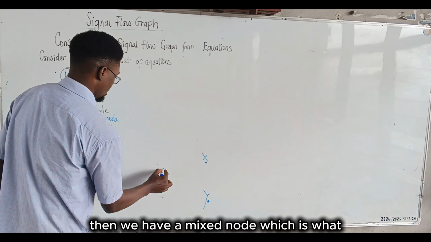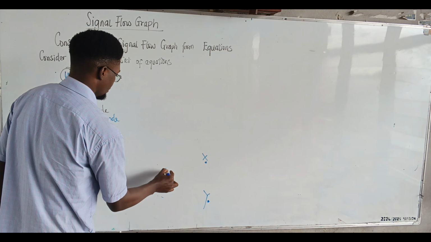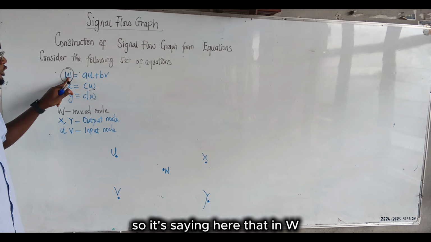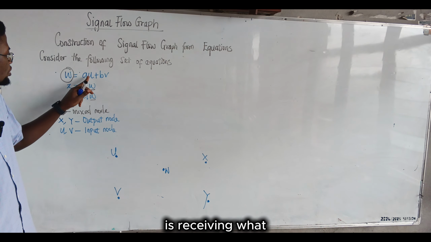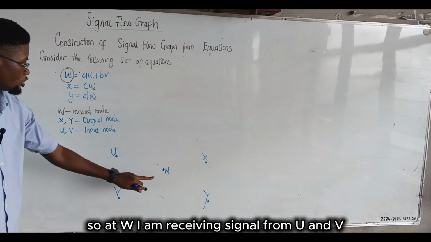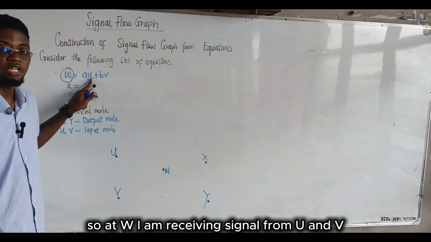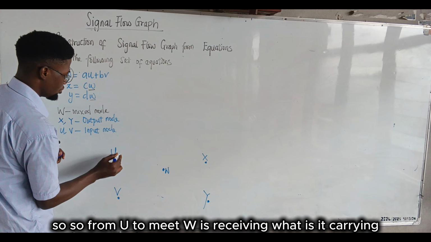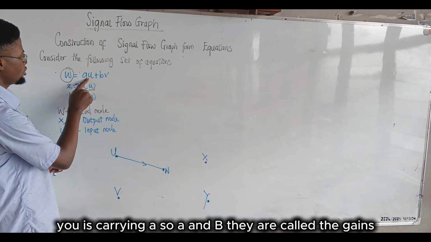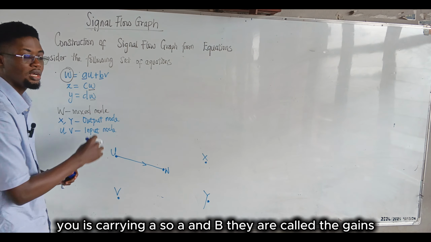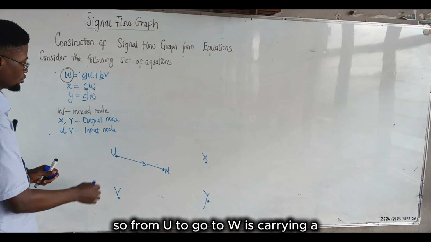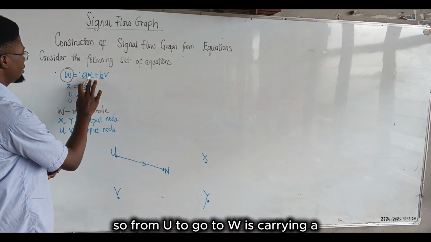Then we have a mixed node, which is W. So let's go back to our equation. It's saying here that W is receiving U and V, but the U and V are carrying A and B. So at W, I am receiving signal from U and V. From U, W is receiving, and what is it carrying? U is carrying A. So A and B are called the gains. Likewise, C and D are called the gains.